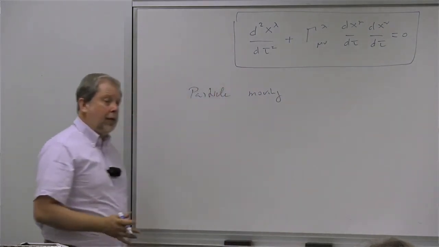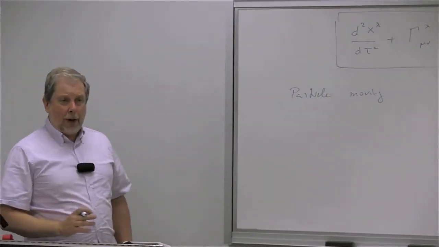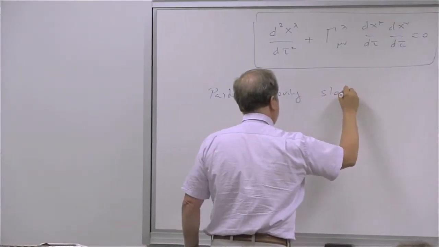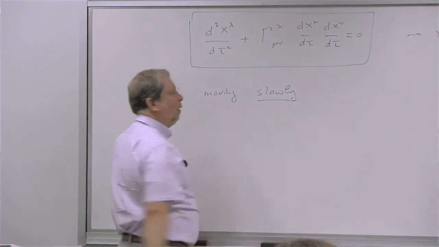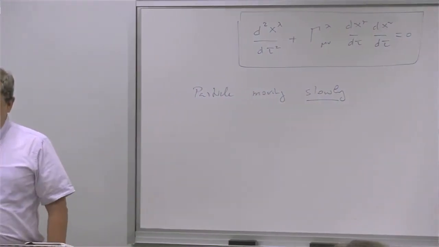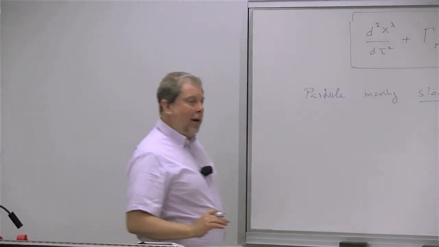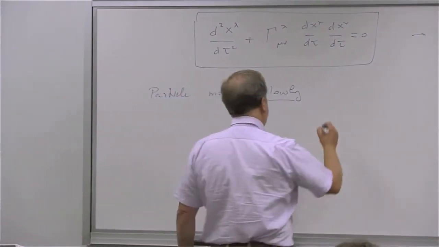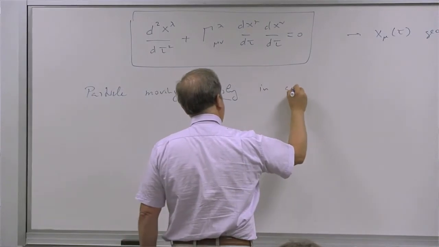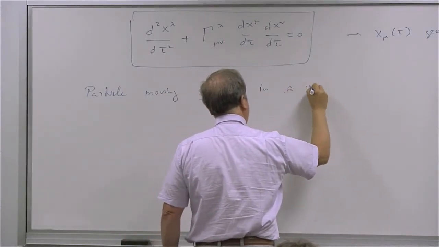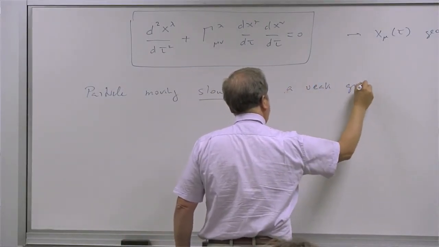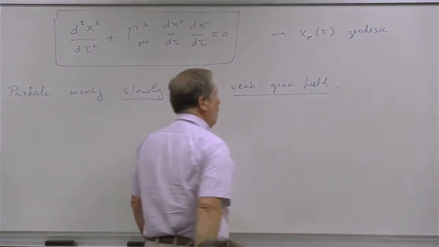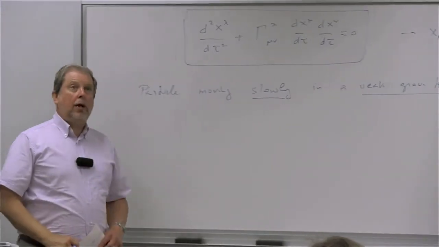Well, in order to get something that we eventually might recognize as Newton's equation, we are going to say that it moves slowly, right? So it means all the velocities are small. And it is moving in a gravitational field, which we don't want to be the most general one. So in a weak gravitational field, moving slowly in a weak gravitational field.